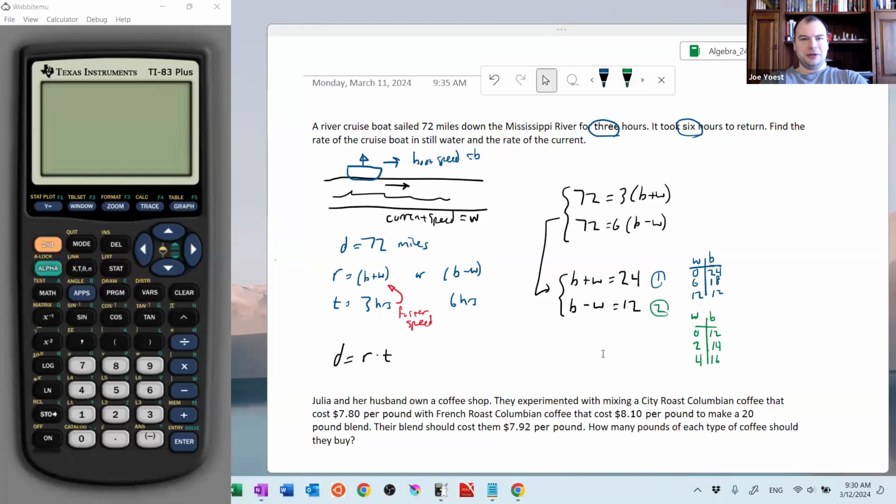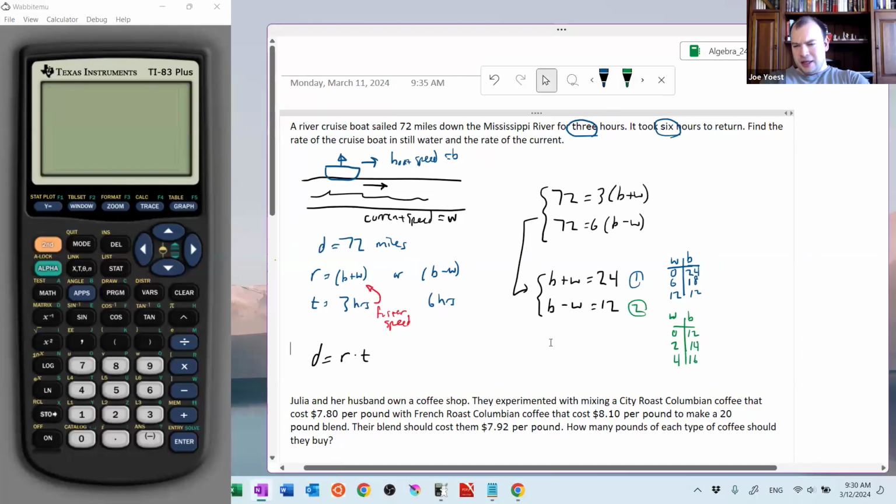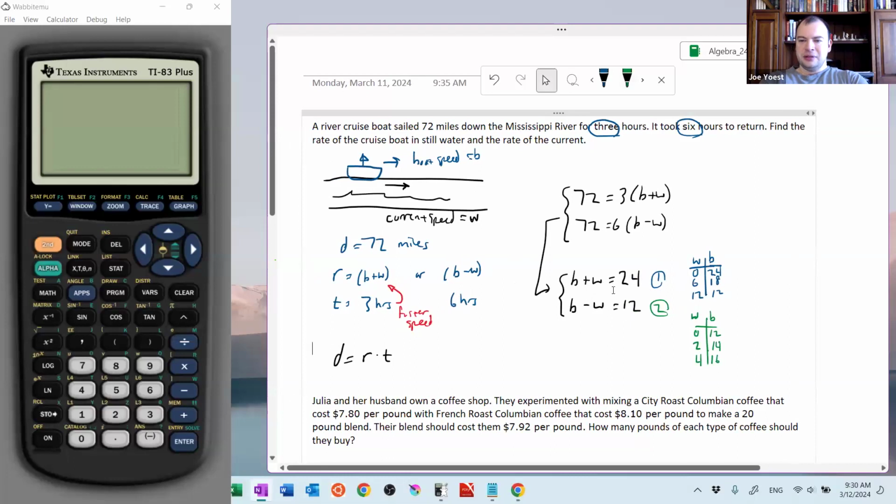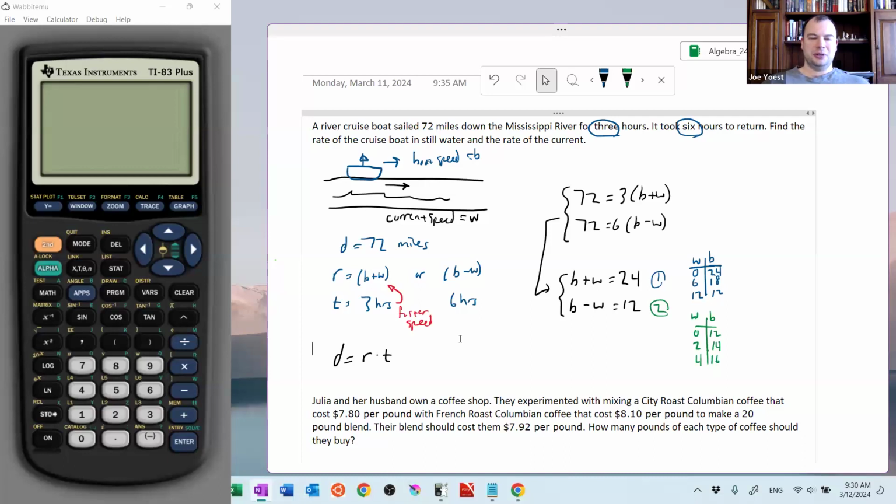Okay, so this one is very similar to the last one. So I did the same setup as before here. I think this is pretty straightforward, this bit on the left. Again, the important thing to realize is that the time of 3 hours goes with the faster speed, v plus w. That's the shorter time goes with the faster speed, and vice versa.